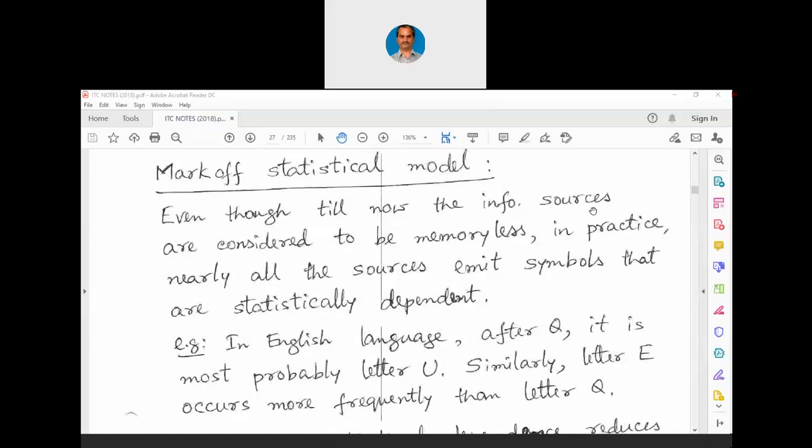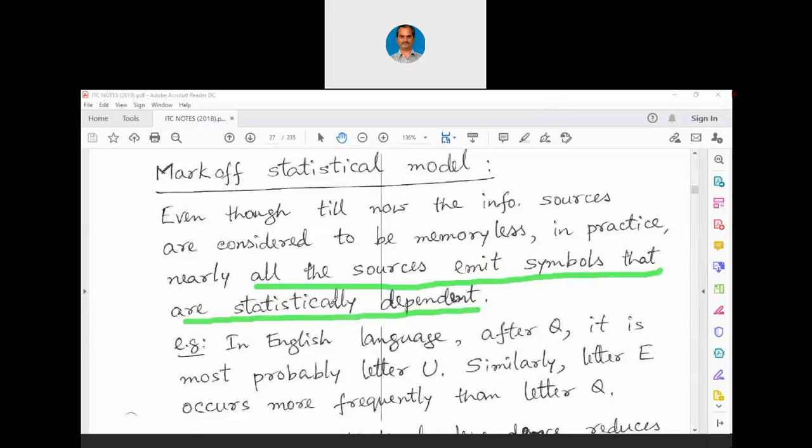Even though till now the information sources are considered to be memoryless, in practice nearly all the sources emit symbols that are statistically dependent. I have been telling this particular point earlier also. All the sources emit symbols that are statistically dependent.